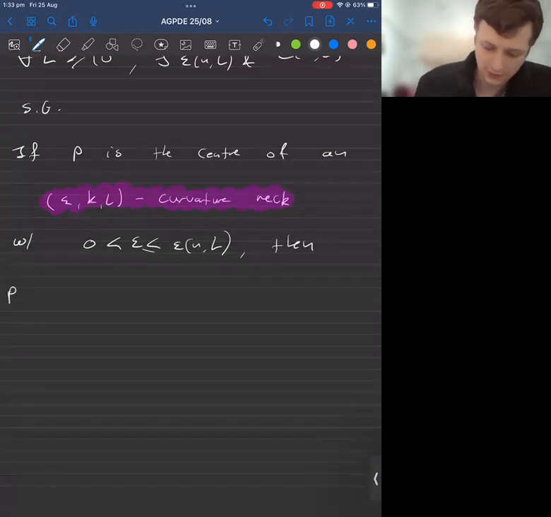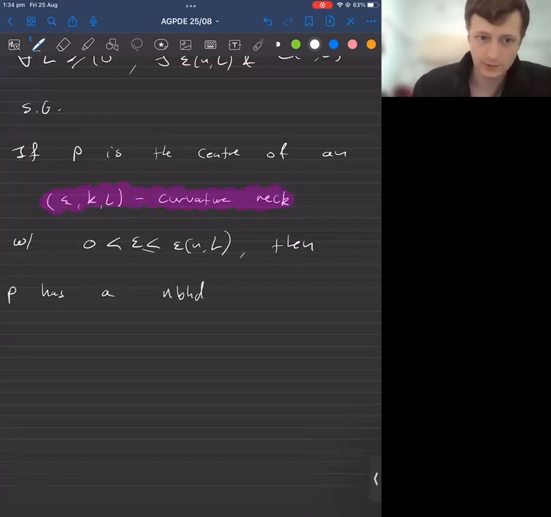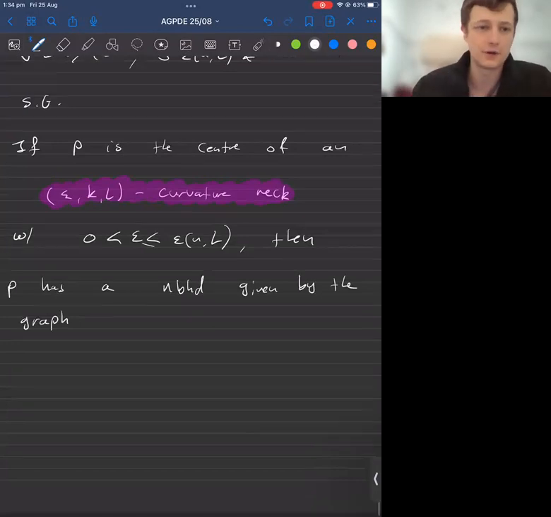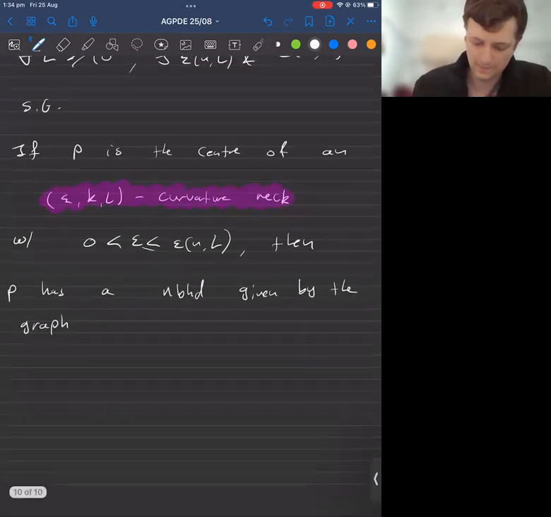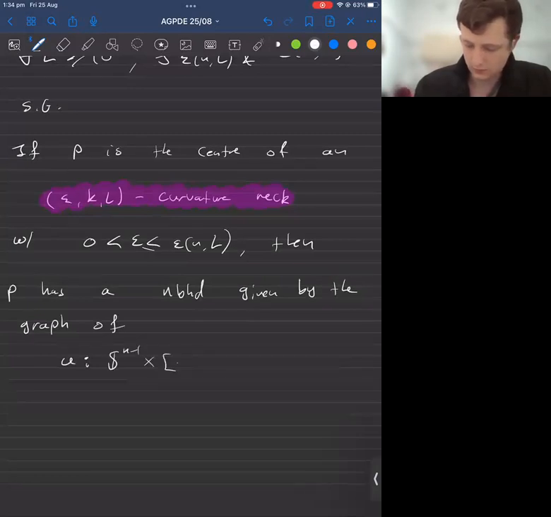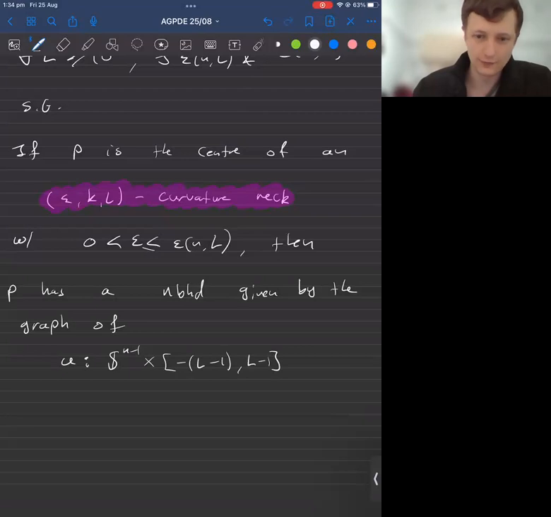Then p has a neighborhood given by the graph. So like before, so we wrote a graph over a sphere, and then what we expect here is a graph over a cylinder. So we get U, which maps from the cylinder, and we come away from the ends of the ball a little bit.